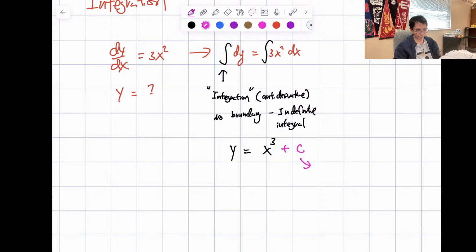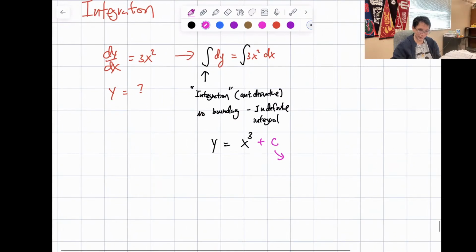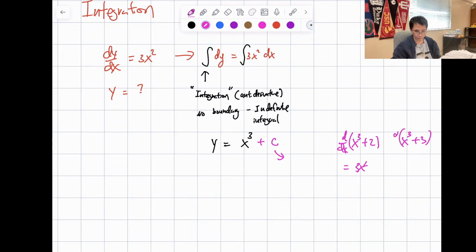This is very, very important, because what Caden's saying is x cubed plus 2, x cubed plus 3. If you take a derivative of either one, I am going to get 3x squared. So, hey, the c is important because c could be representing all other values. So we call this a general solution.